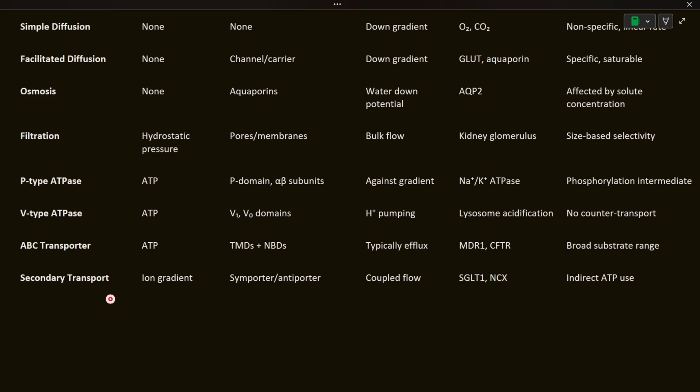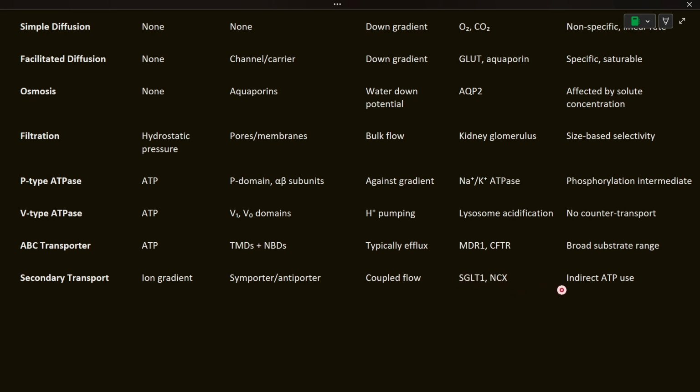Depending on whether the ATP is hydrolyzed or not, active transport is categorized into primary active transport and secondary active transport. The secondary active transport uses the ion gradients which are already set by the primary active transport, and they could be symporters or antiporters. Whatever flow is there, it is coupled flow, and that is why they are also known as co-transporters. The examples that we saw are SGLT1 and NCX.